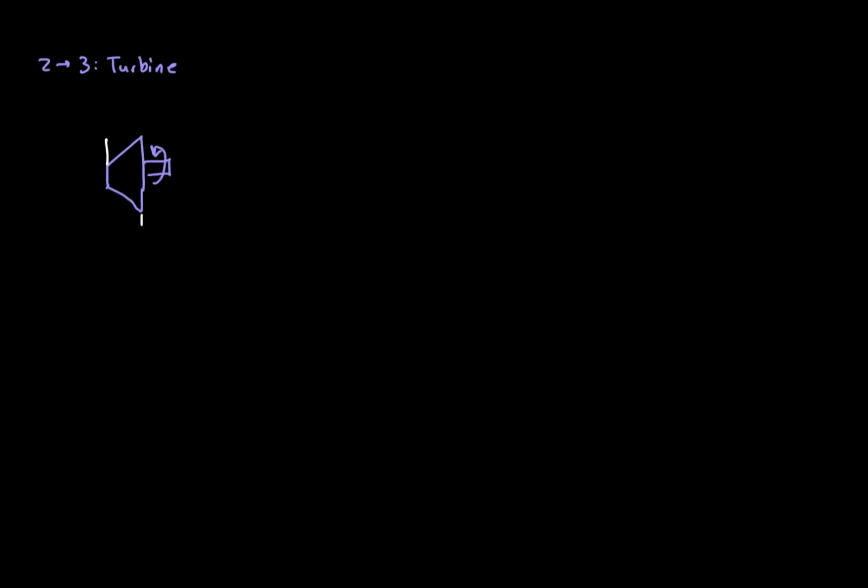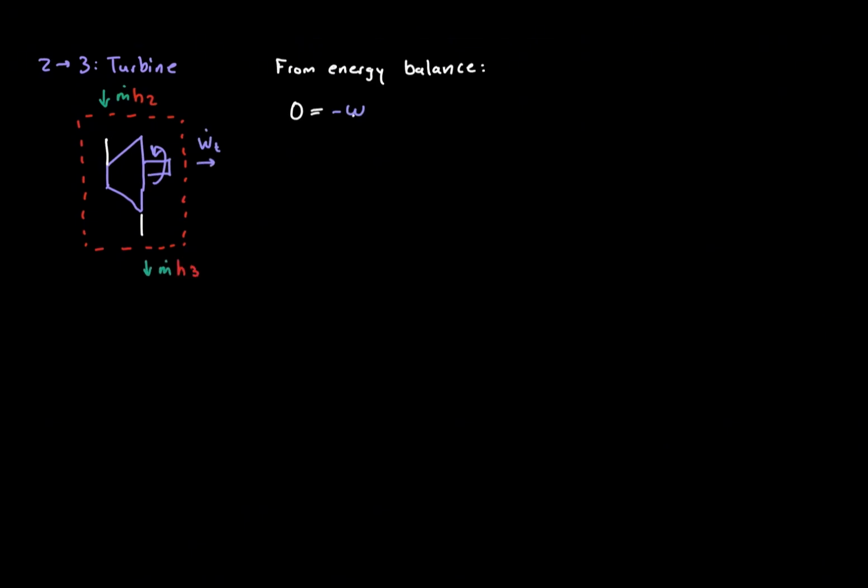Now, the turbine. The turbine is also approximately adiabatic, so heat is 0. From the energy balance, Wt equals mass flow times H2 minus H3. In specific form, Wt equals H2 minus H3.